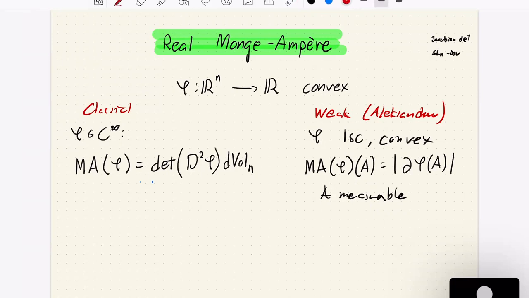I'm not going to say more about this, but there is one observation I want to make, and that is that this is SL(n,Z) invariant. And by that I mean that it's invariant under maps of this form.